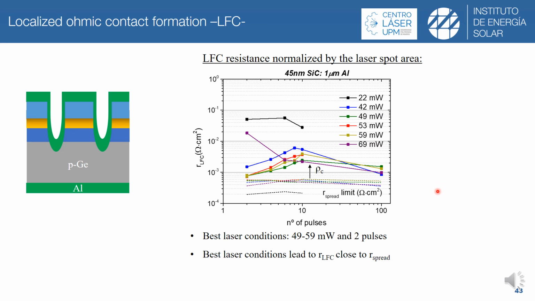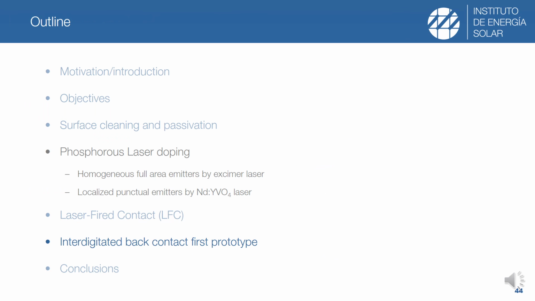And doing this calculation, we have achieved a minimum specific contact resistance in the order of 2×10⁻⁴ ohms per square centimeter. So let me show you, finally, the first prototype for an interdigitated back contact.